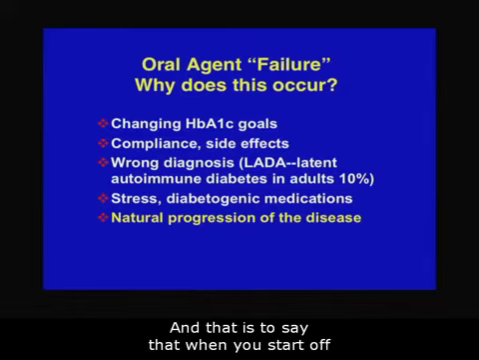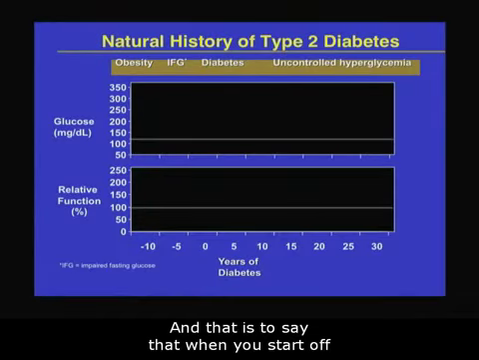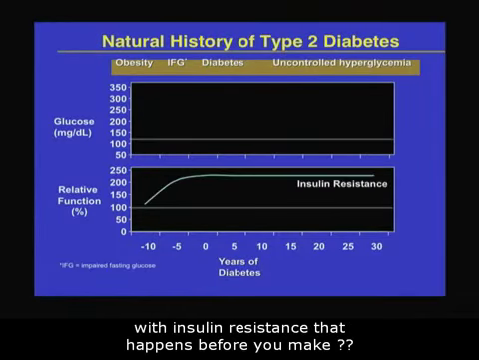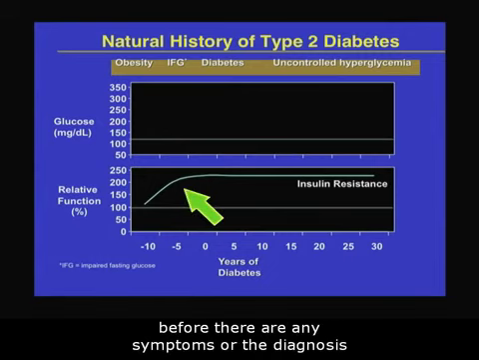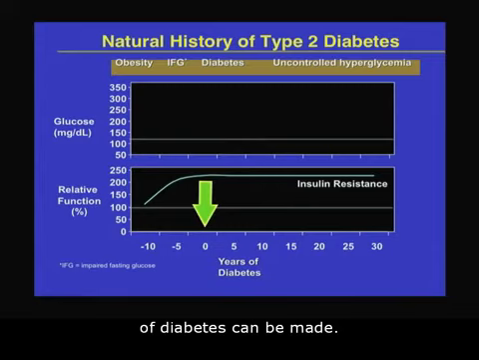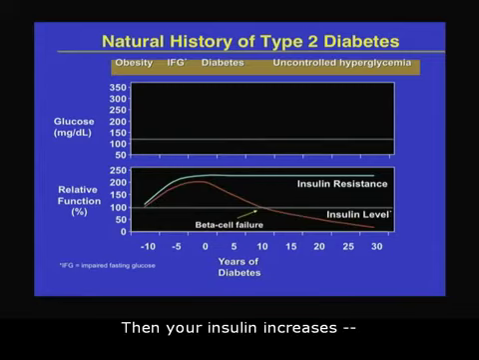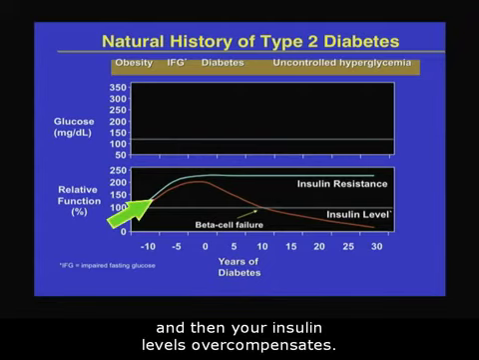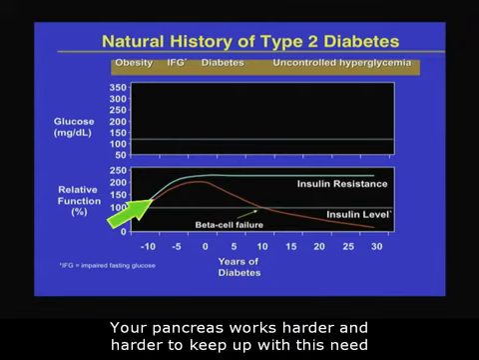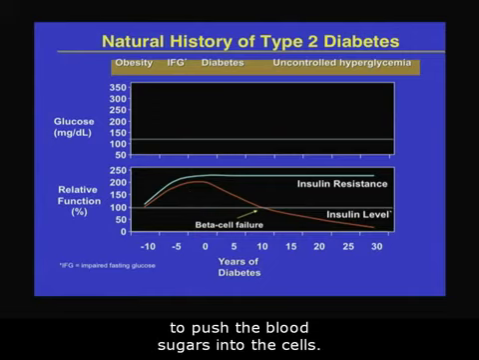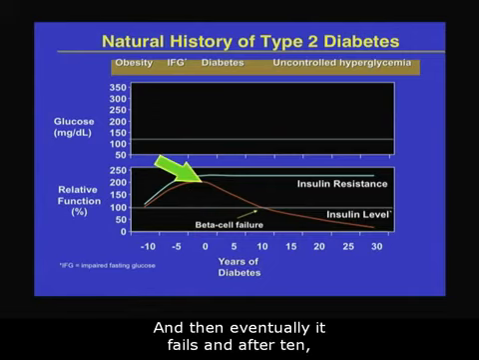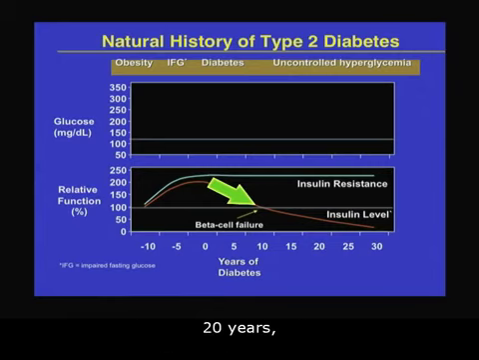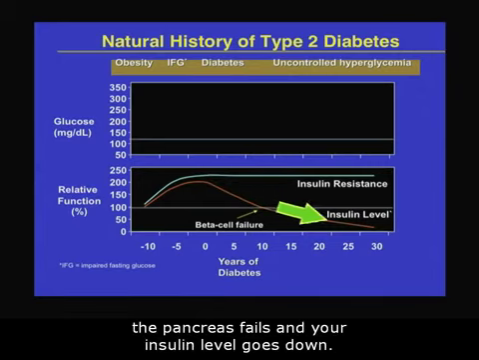And that is to say that when you start off with insulin resistance, that happens before there are any symptoms or the diagnosis of diabetes can be made. Then your insulin increases. So here's your baseline insulin level. And then your insulin level overcompensates. Your pancreas works harder and harder to keep up with this need to push the blood sugar into the cells, which is what insulin does. And then eventually it fails. And after 10, 20 years, the pancreas fails and your insulin level goes down.